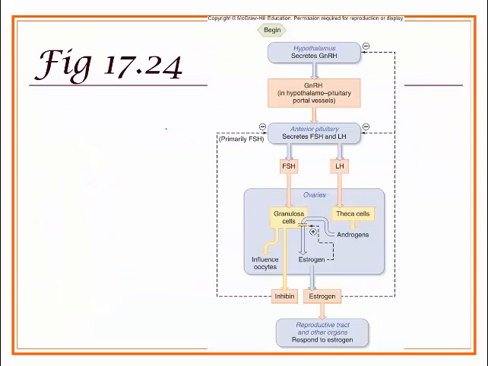So this figure is very similar to what we drew out together. So this is the hypothalamus secreting gonadotropin releasing hormone. That is going to cause the anterior pituitary to secrete FSH and LH. LH causes the secretion of testosterone from the theca, and FSH causes the secretion of aromatase from the granulosa. The testosterone is turned into estrogen by aromatase. The granulosa will also secrete inhibin, which will be a negative feedback to the anterior pituitary.